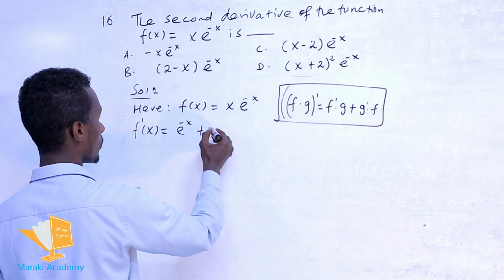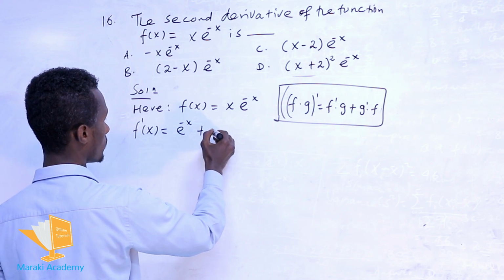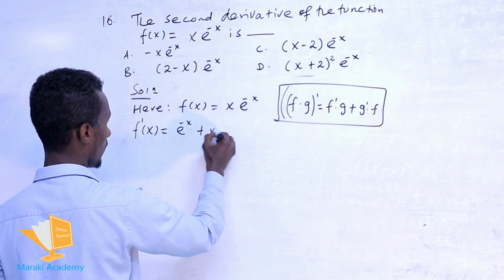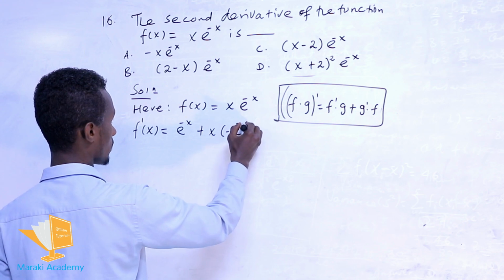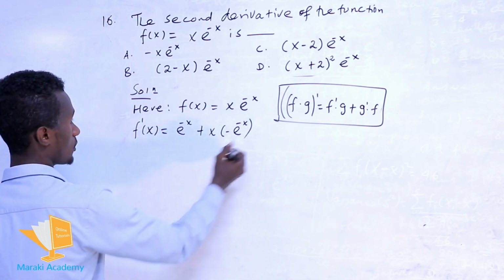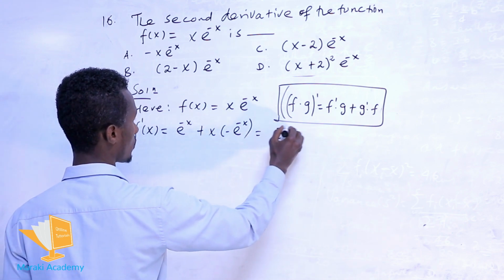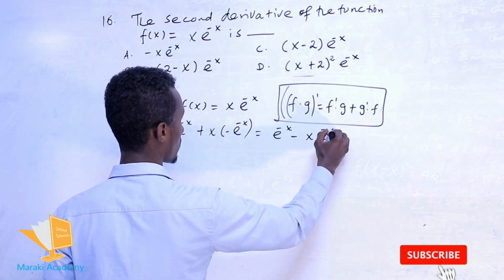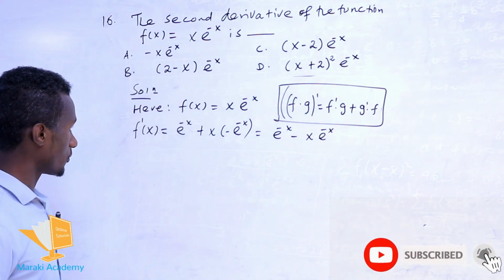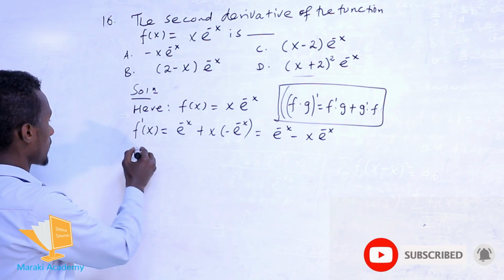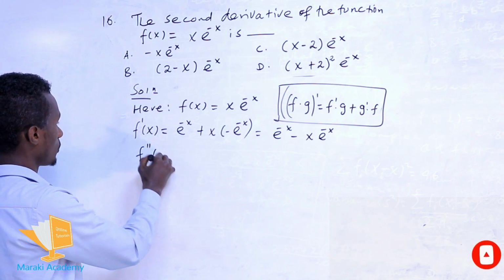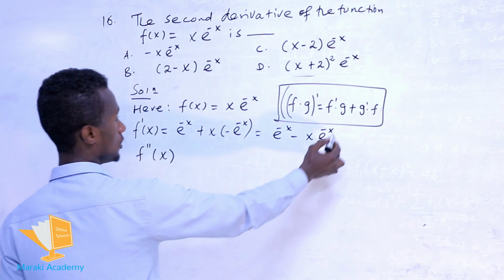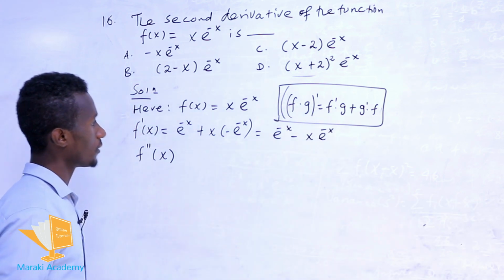whole term, we must consider the derivative of this, which becomes x times e raised of minus of x. So this implies e raised of minus of x minus x times e raised of minus of x. ይሄ first derivative ነው። Second derivative ለመፈለግ we must differentiate this whole function.